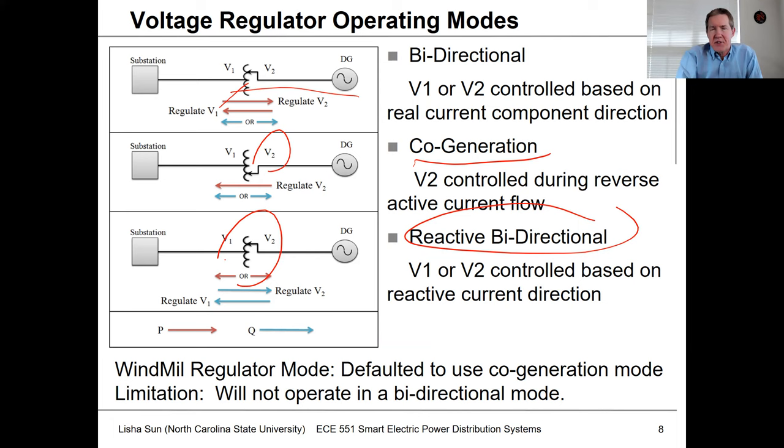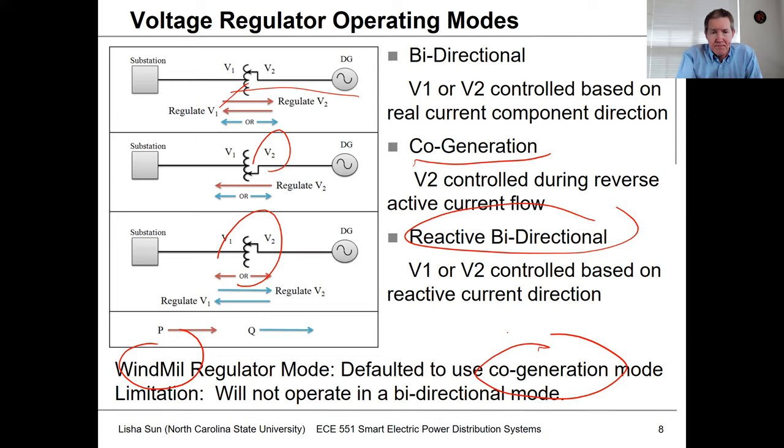In WindMil, the regulators are set up to operate in cogeneration mode. They don't support bidirectional mode. If you had a more sophisticated modeling program, then you could maybe choose a control strategy. But in WindMil, it just models everything in cogeneration mode all the time. It doesn't operate in bidirectional mode.